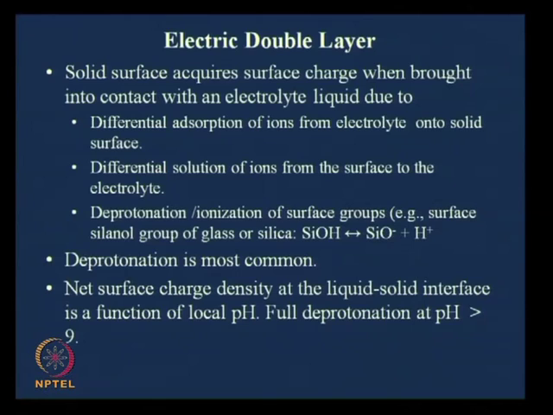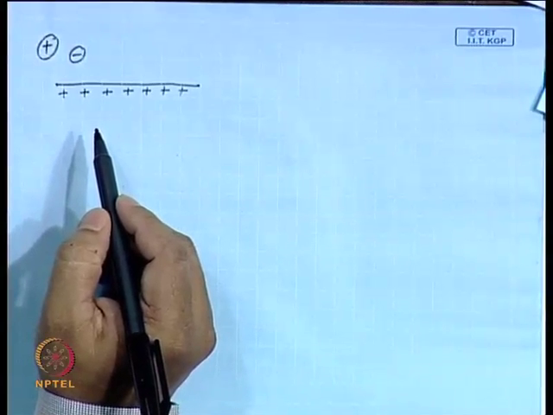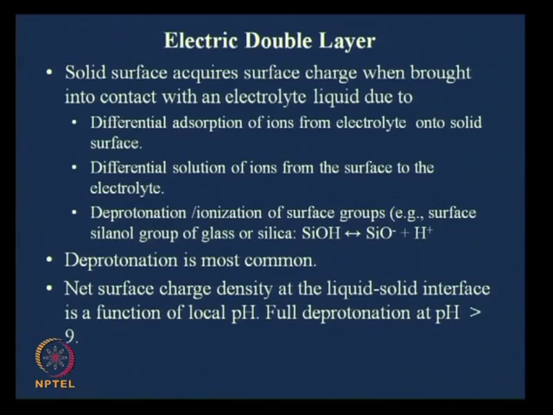All right. So, for various reasons some charges may develop on the surface. Deprotonation is most common, and the net surface charge density at the liquid solid interface is a function of local pH, with full deprotonation at pH greater than 9. Net surface charge density at the liquid solid interface is a function of local pH.